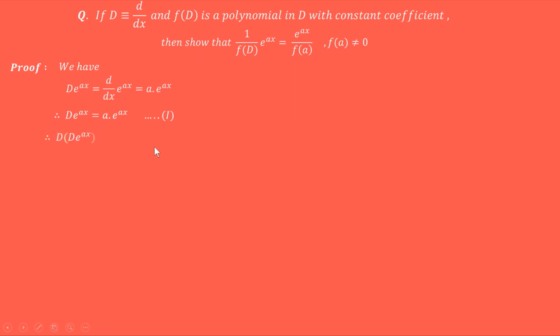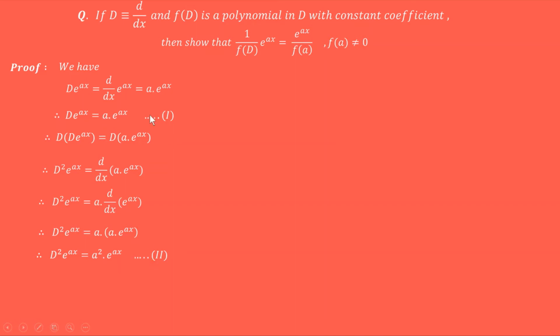Again operate D on both sides, so we get D of D e raised to ax is equal to D of a e raised to ax. Take this D inside, and so we get D square e raised to ax is equal to, with D as d by dx, d by dx of a e raised to ax. Here a is constant, so take it outside of the derivative, and we get a outside d by dx of e raised to ax. The derivative of e raised to ax is e raised to ax into a, so this becomes a into a e raised to ax, and we get D square e raised to ax is equal to a square e raised to ax. Denote this as equation number 2.